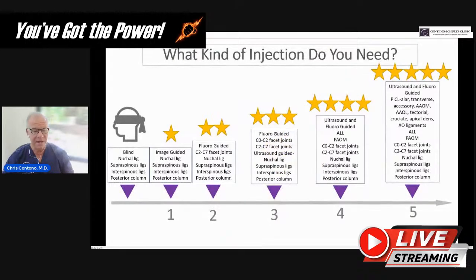So again, getting into what kind of injections would that be, that's going to be a more advanced posterior injection if we're just talking about trying to get that PAOM. But if we're talking about getting the transverse ligament, which is really something that has to be loose to allow that motion, then we're talking about that PICL injection from the front.